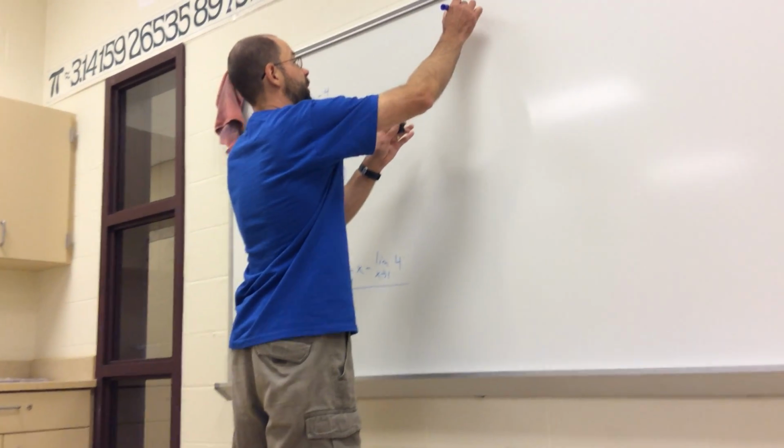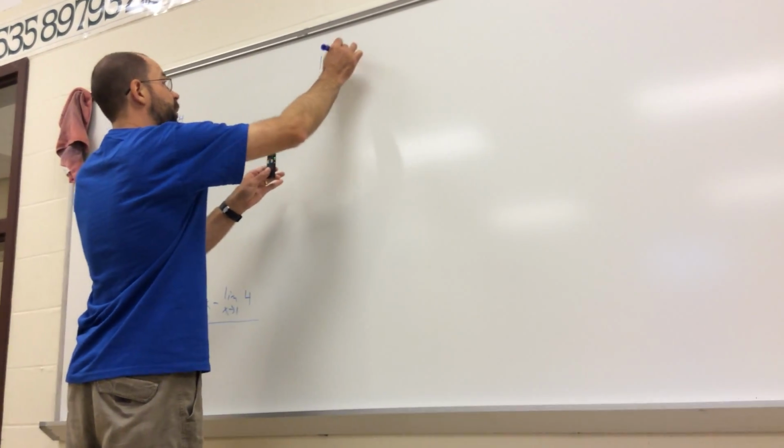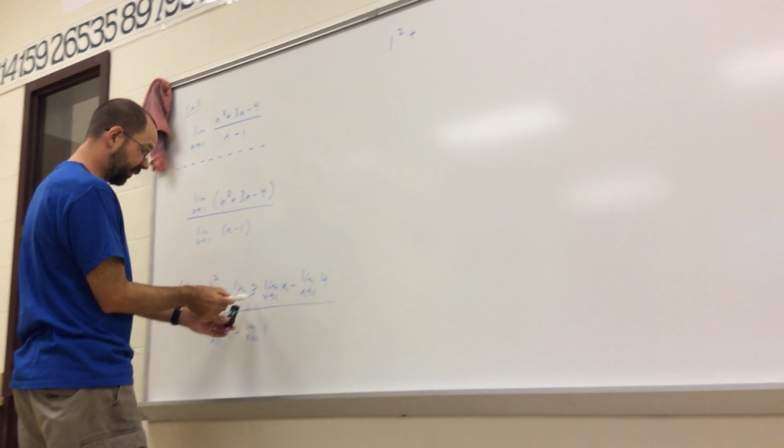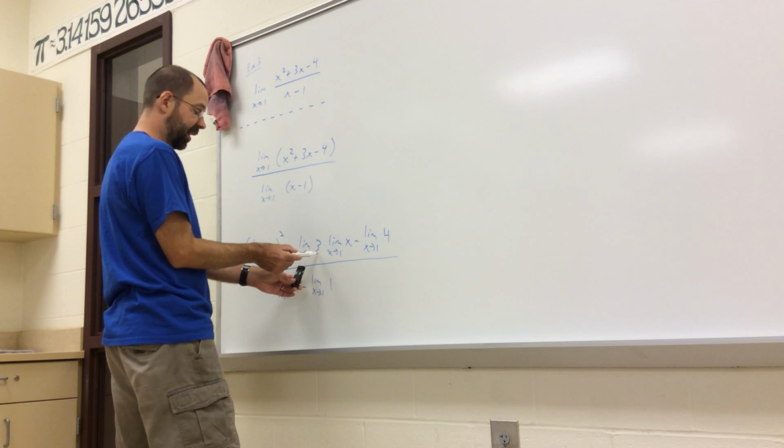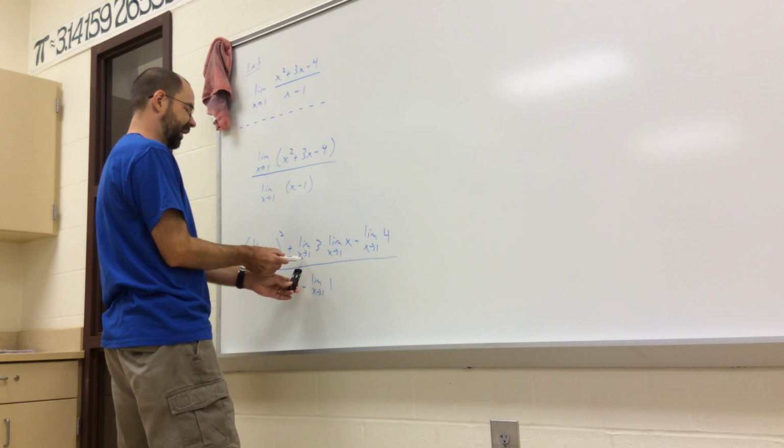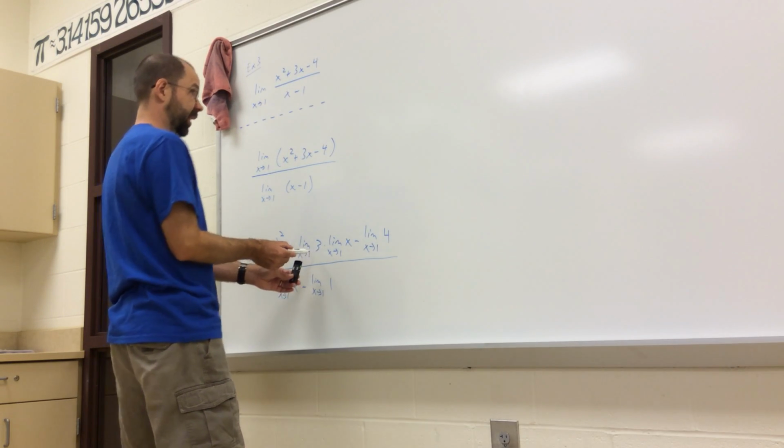So I've got 1 squared plus. Okay, now this function always spits out 3. So when I plug in 0.9, it spits out 3. When I plug in 0.99, it spits out 3. So those are getting close to 3.